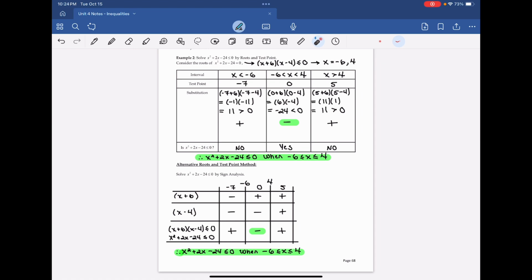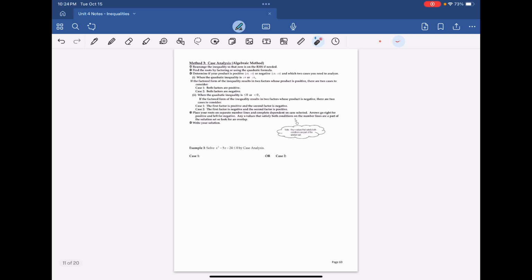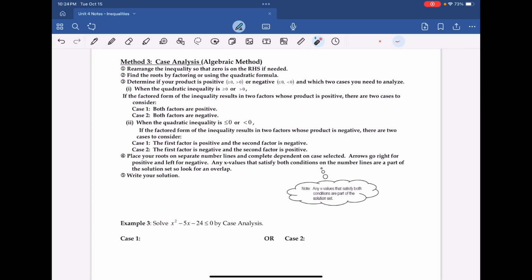You might have to demonstrate one versus the other, so know how to do both, but definitely build comfortability around one or the other. All right, now moving on to method number 3, not case number 3. This is our other algebraic approach. So we have root and test point or sign analysis. The other algebraic method is the case analysis.